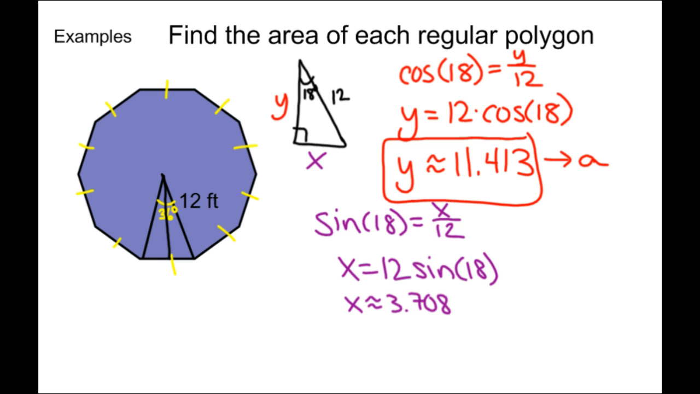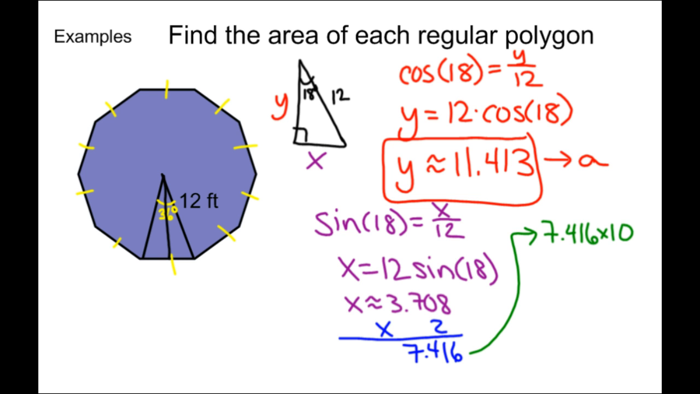Now that's not actually our side length. What we need to do to find our side length is multiply that by 2. So we're going to take that value and times it by 2, which will get us about 7.416. But that's still not our full answer to that part because we need to find our perimeter. We're going to multiply by the number of sides. So 7.416 times 10, which is our number of sides, will get us our perimeter, which equals 74.16. All of that work, now we can actually go plug it in to find our area.